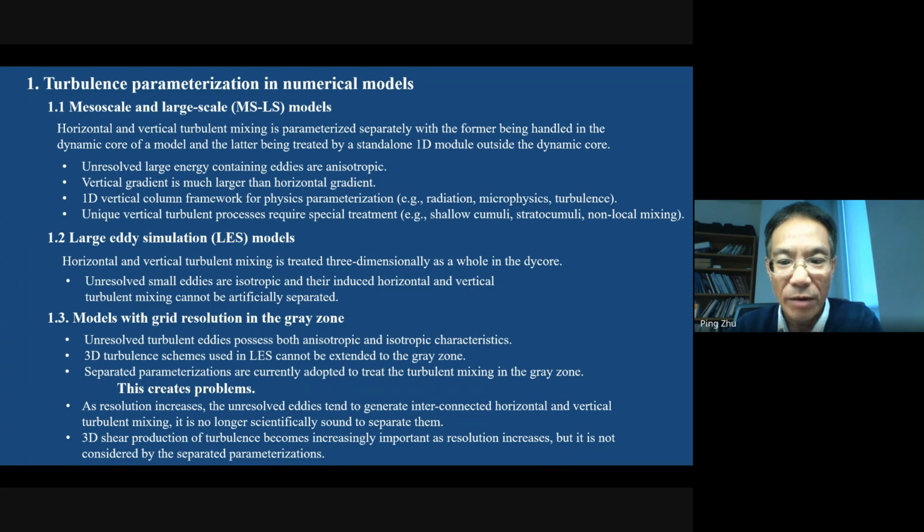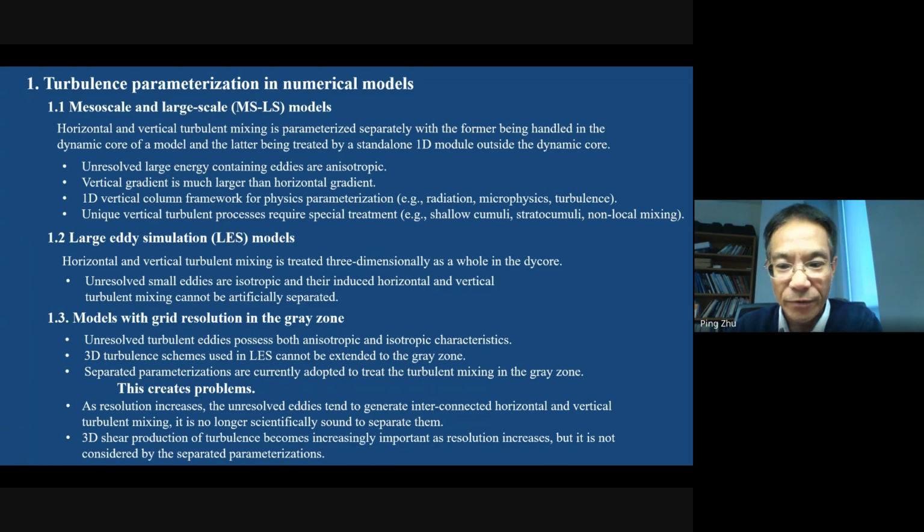First, the unresolved large eddies are anisotropic. They induce directionally different turbulent mixing. Second, the vertical gradient is much larger than horizontal gradient, so it is scientifically sound to separate horizontal and vertical turbulent mixing. Third, other model physics, such as radiation and microphysics, are also parameterized in the same column framework, so different model physics can be bundled together in a so-called model physics package, such as CCPP.